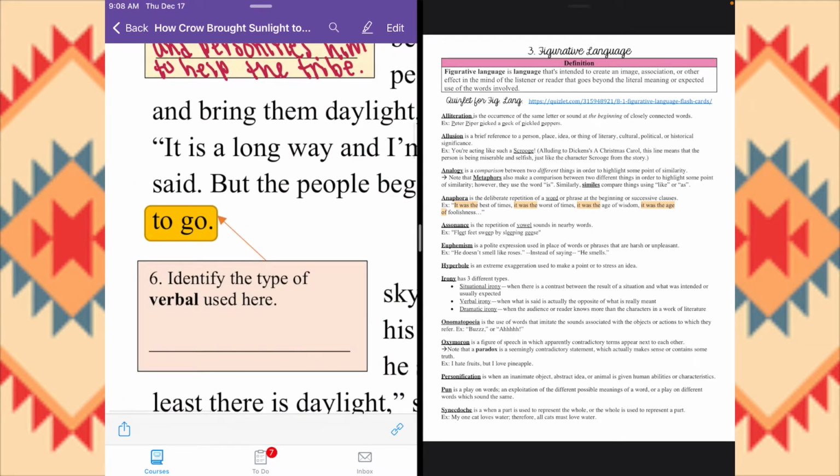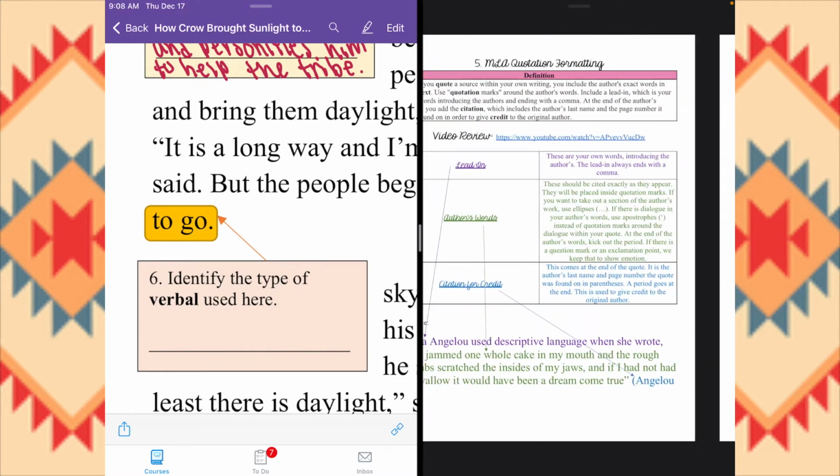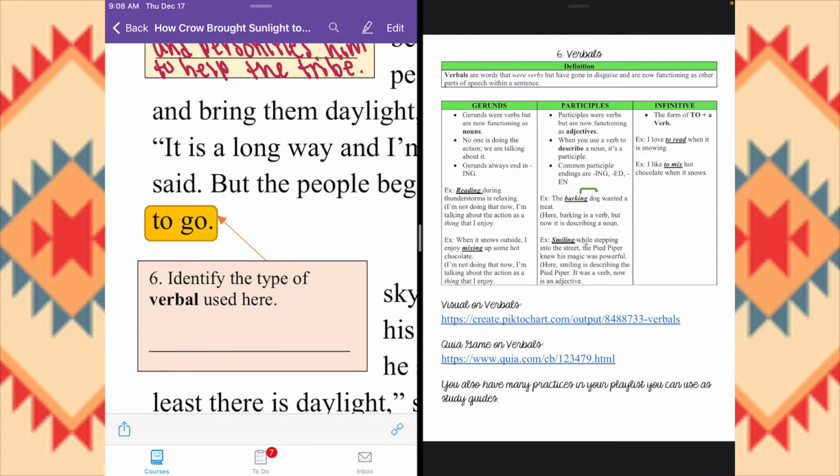Okay, now we're getting into some verbals. So we can switch over to our verbals page. We know verbals are words that were verbs, but they've gone in disguise and are now functioning as other parts of speech within a sentence. So we have 3 types. Gerunds, they were verbs. They're now functioning as nouns. They always end in ing.